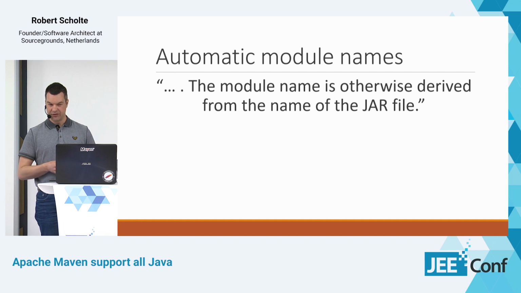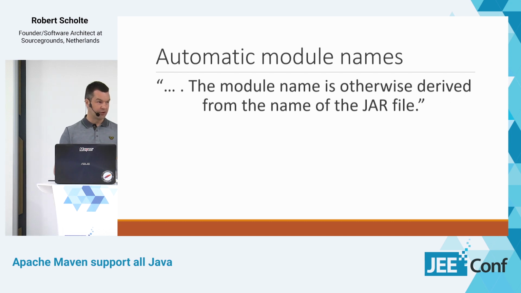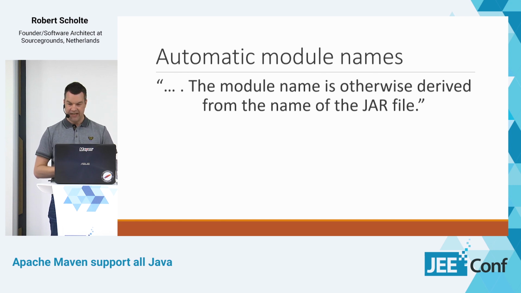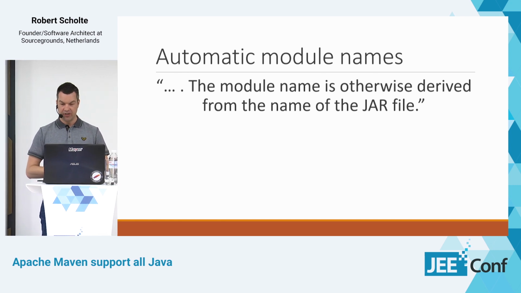Then the automatic module names. Automatic module names are jar files that don't have a module descriptor inside of them, but you should be able to use them on the module path. So there's a long list about how this automatic module name is calculated. And finally, it says the module name is otherwise derived from the name of the jar file, and it removes the version, etc. And we said, OK, so this is going to cause issues.